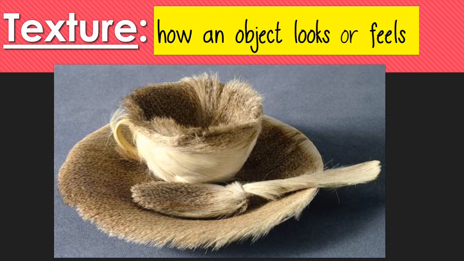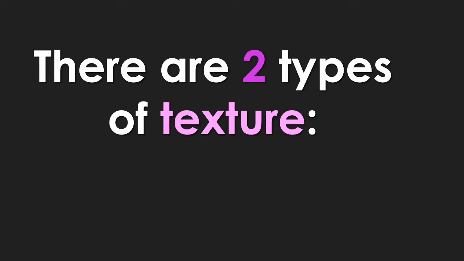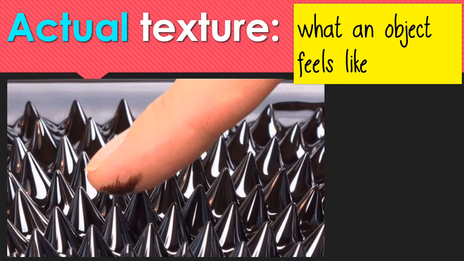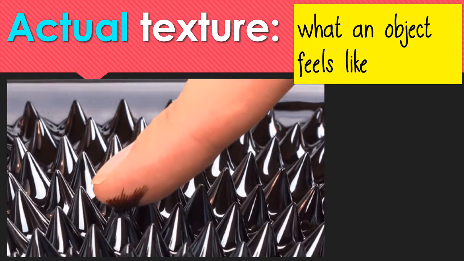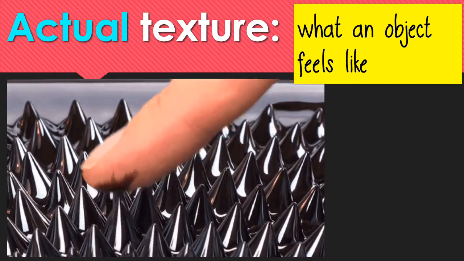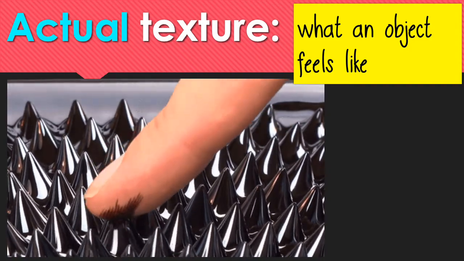The next element is texture, how an object looks or feels. This teacup is made out of fur, so you could physically touch this teacup and it has a certain texture. That being said, there are two types of texture you need to know. Actual texture is what an object actually feels like.